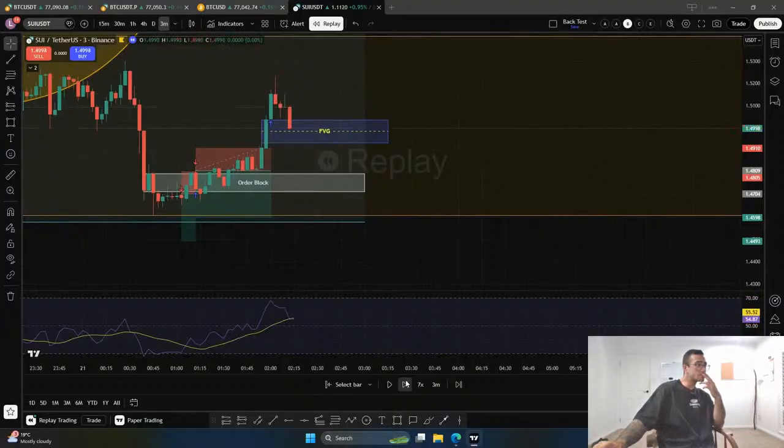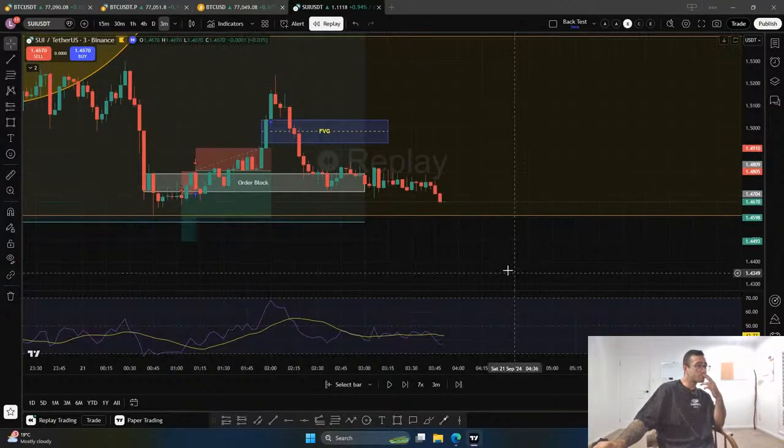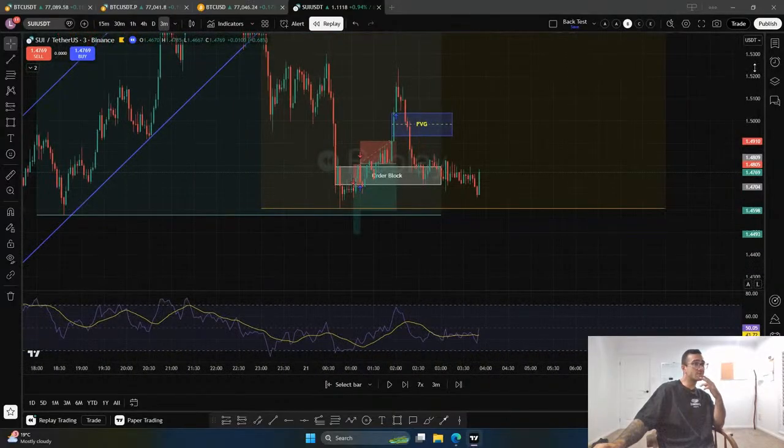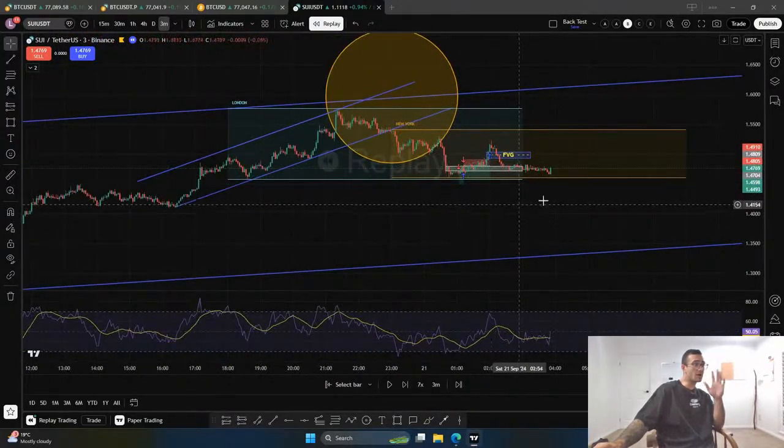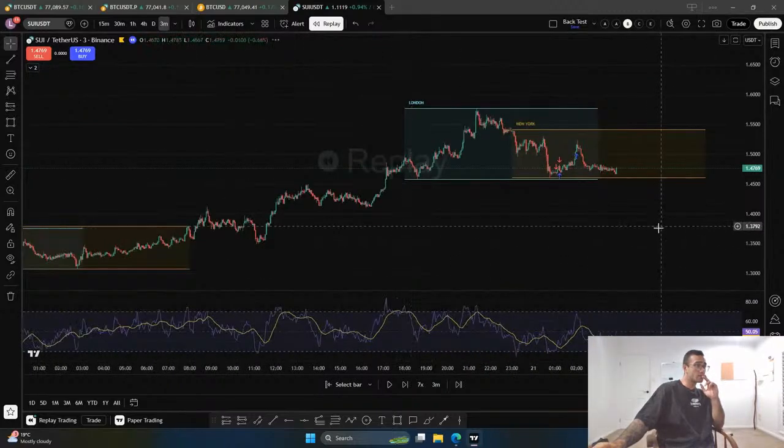Next. Come through it. It's respected the order block. It has broken through the order block. Okay, a bit of an accumulation phase here. Now this is a bit of a mess. I would not be trading here at all right now.